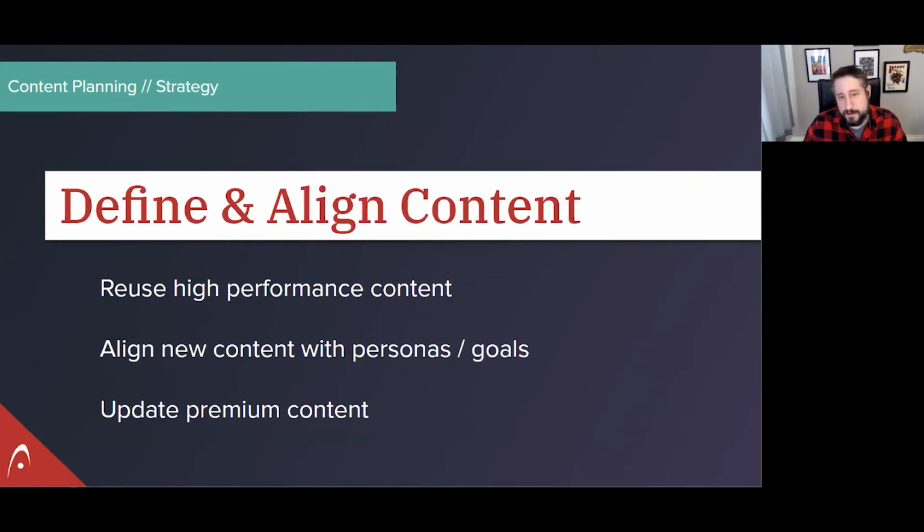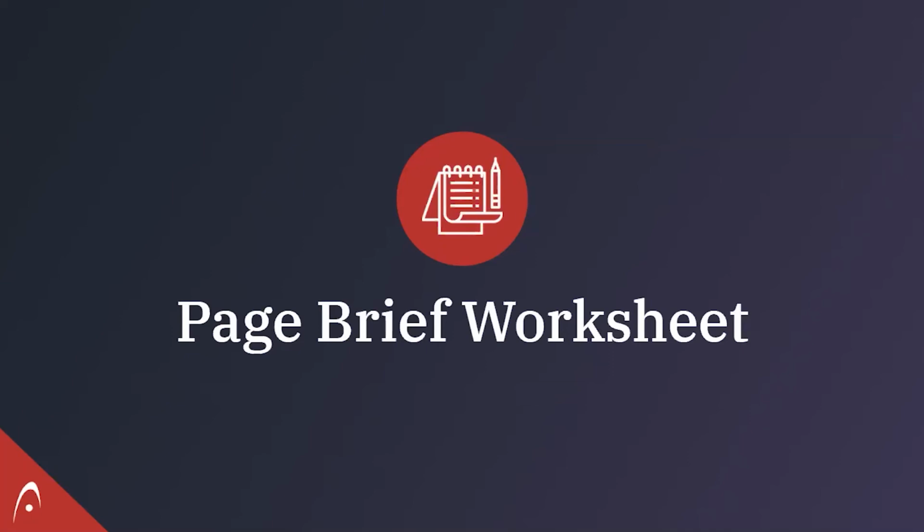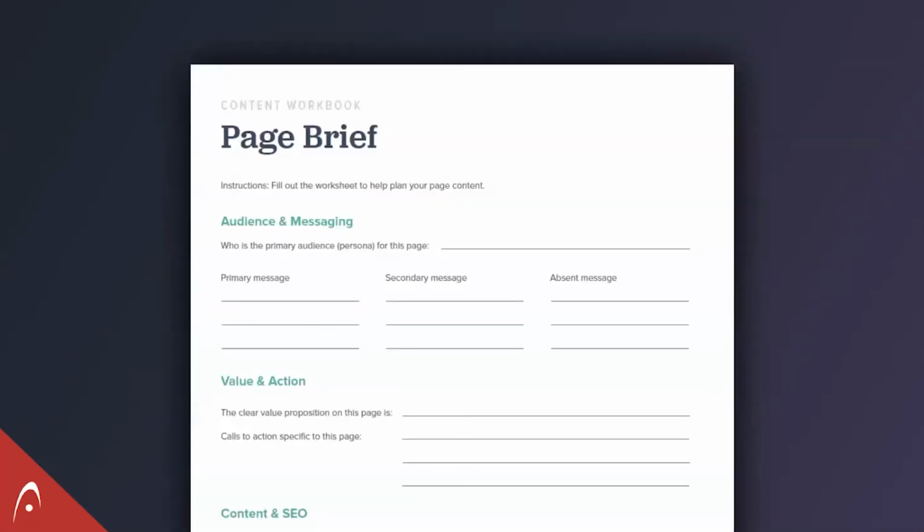So, these are just tips for the content. Of course, reuse high performing content. If your personas have changed, if your goals have changed, realign that content with whatever those new things are. And here's something briefly from that toolkit, which will come in the email you can download. This is a worksheet called a page brief, which is very handy.